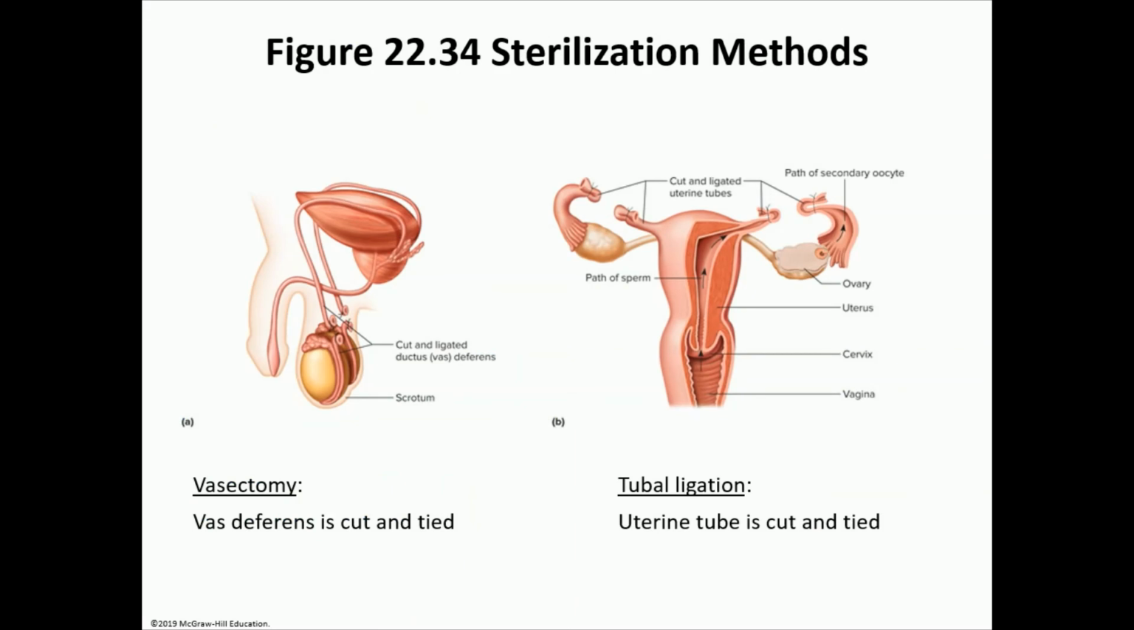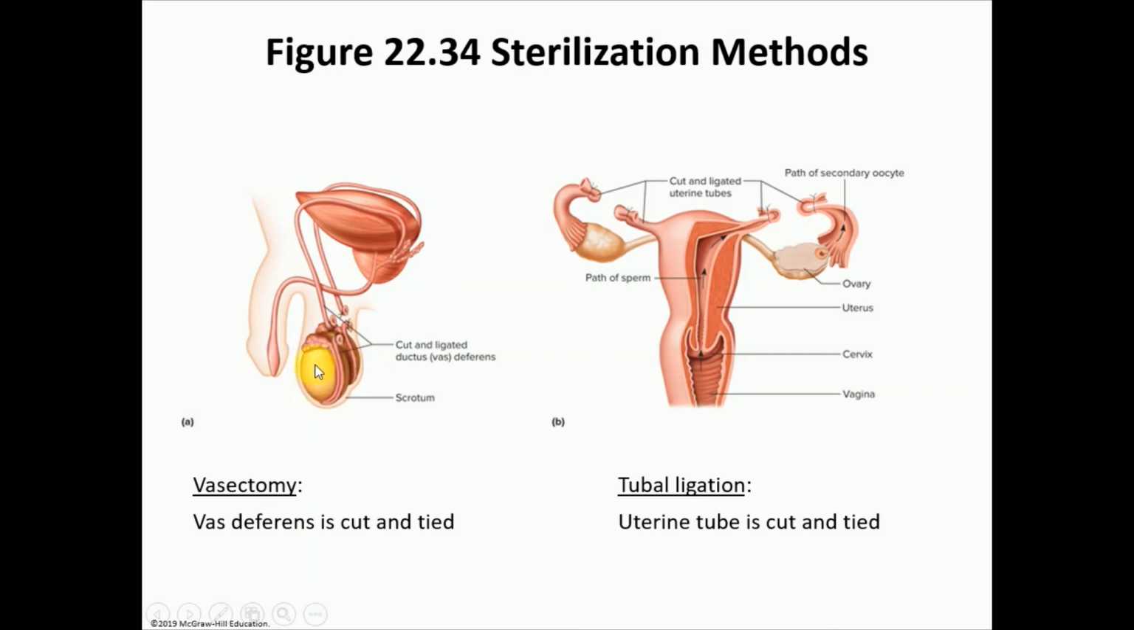There are sterilization methods as well. Sterilization is different from contraception. Contraception is a temporary loss of the ability to conceive, while sterilization is a permanent loss of the ability. There is a vasectomy in males, where the vas deferens is cut and tied.